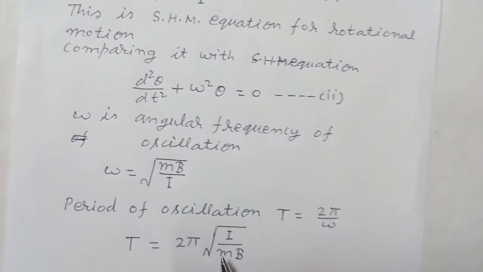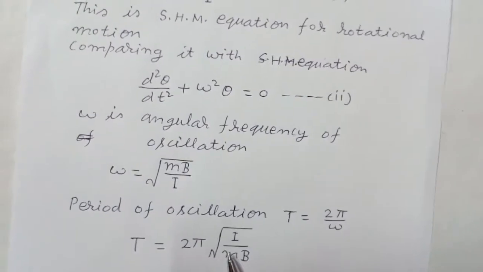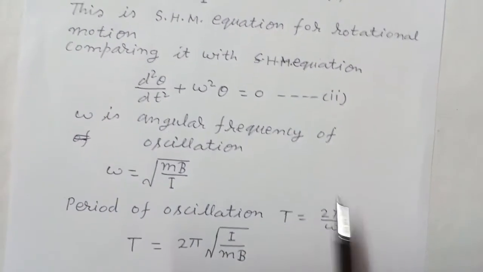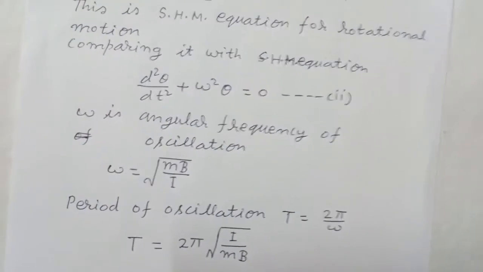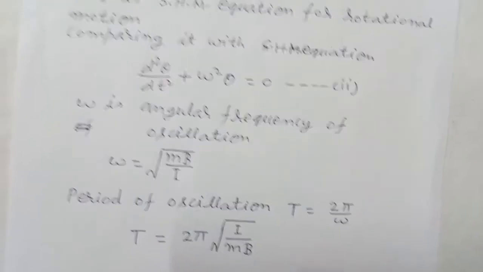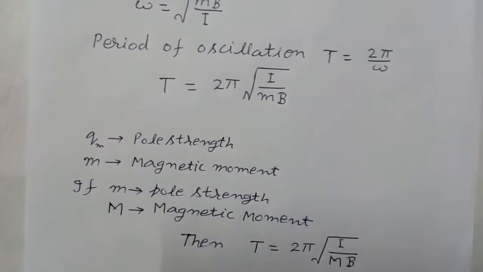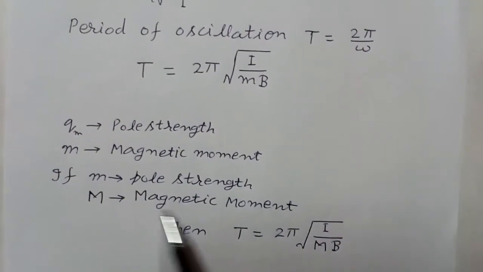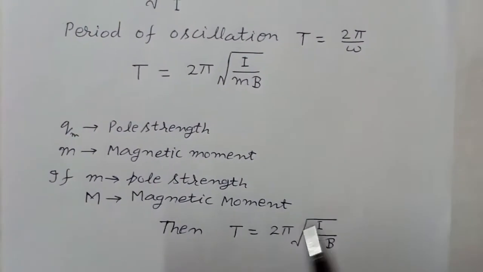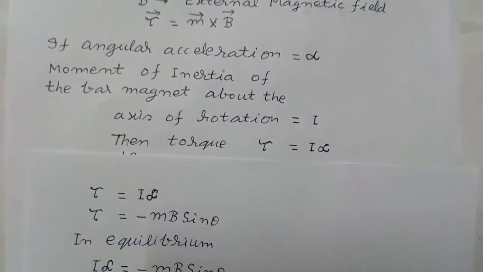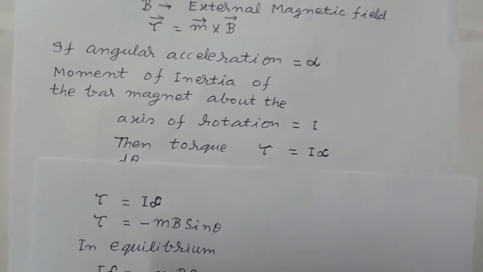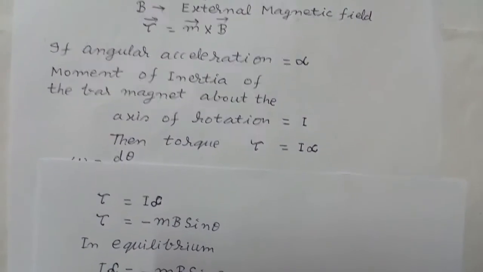In some books this m is used for pole strength also, but there this m is a scalar quantity. Here m is a vector and B is the external magnetic field. So if we use capital M for magnetic moment, then T is equal to 2 pi under root I upon MB.